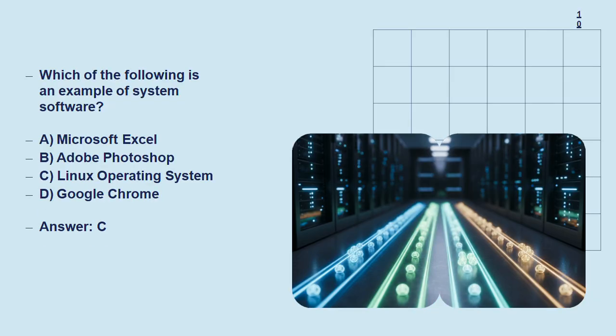So the next question is: which of the following is an example of system software? The example of system software is the Linux operating system. The others are application software.